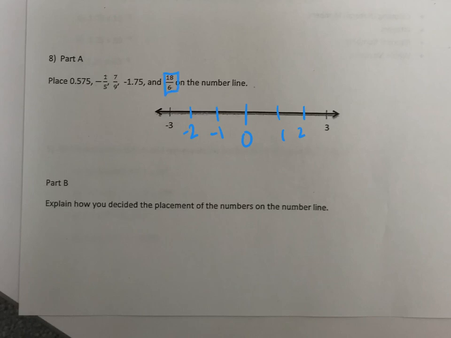If I can simplify this one, 18 over 6 would be 3. So that's going to go right here on this one, so I'm going to label it 18 over 6. Negative 1.75 is kind of easy right there. We could label it right here, negative 1.75.